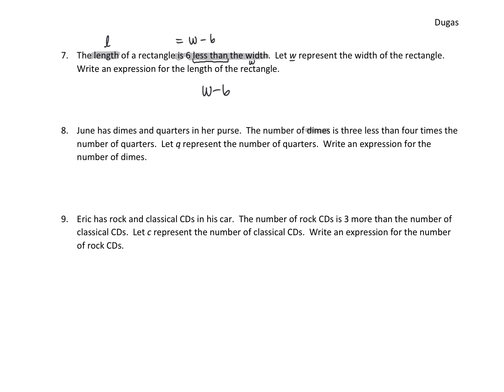The number of dimes is 3 less than 4 times the number of quarters. The number of dimes is 3 less than, so that's already telling us we have to switch the order, so it's going to be minus 3, 4 times the number of quarters. So 4 times the quarters, 4Q. Write an expression for the number of dimes. Dimes equals 4Q minus 3.